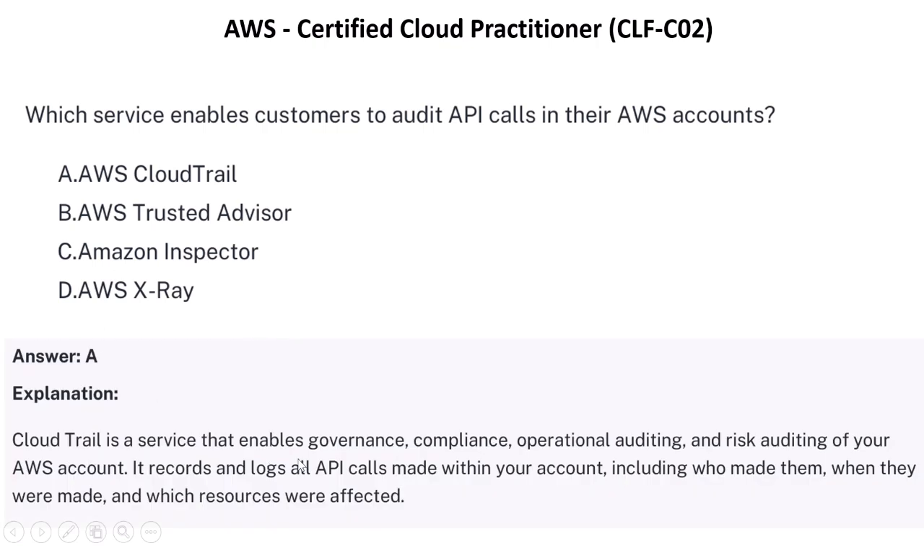CloudTrail is a service that enables governance, compliance, operational auditing, and risk auditing of your AWS account. It records and logs all API calls made within your account, including who made them, when they were made, and which resources were affected.